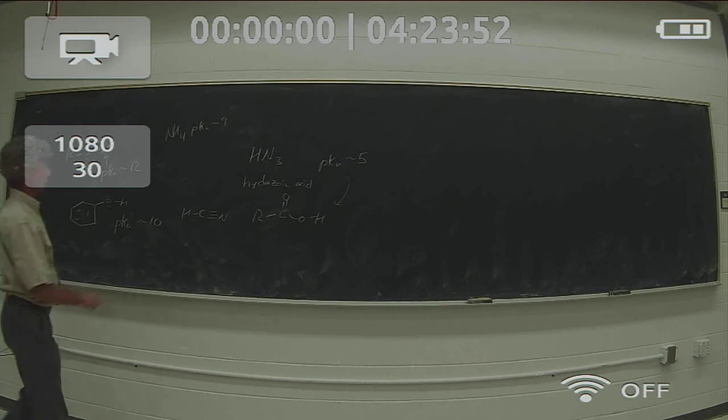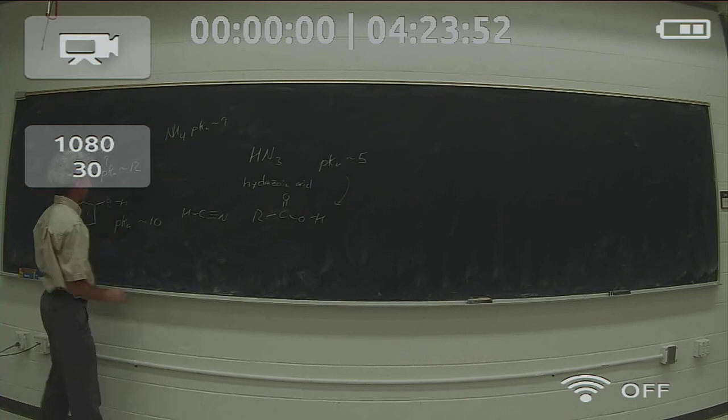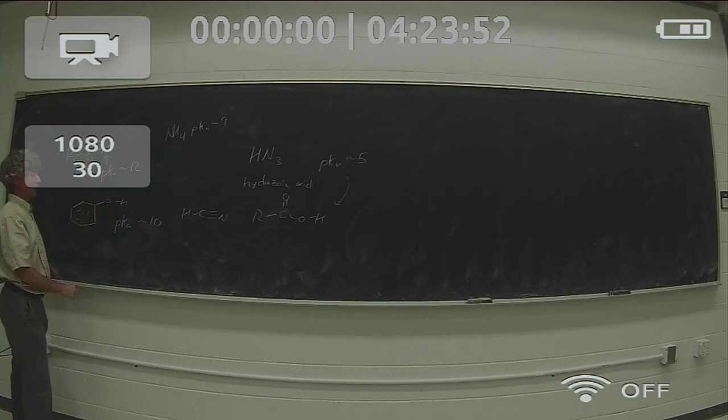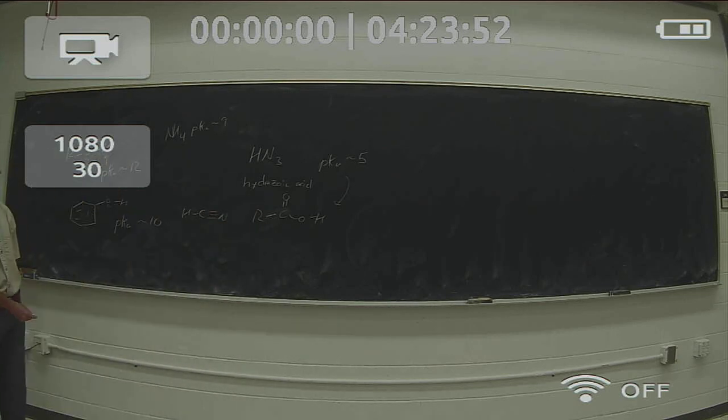Now your textbook actually says this has a pKa of about 9 as well, so somewhere in that 9 to 10 range for hydrazoic acid and ammonia. Phenols at around 10. Hydrazoic acid and carboxylic acids around 5.